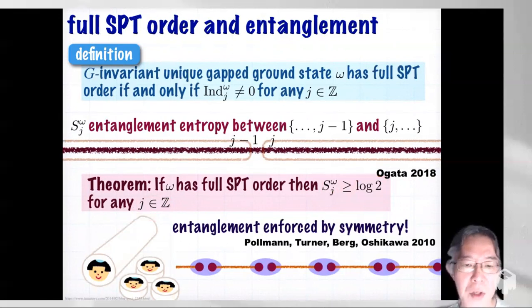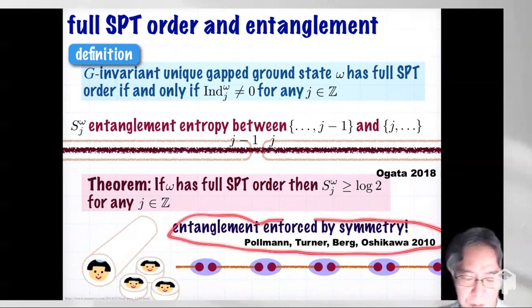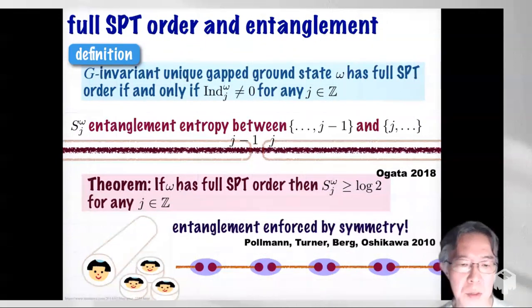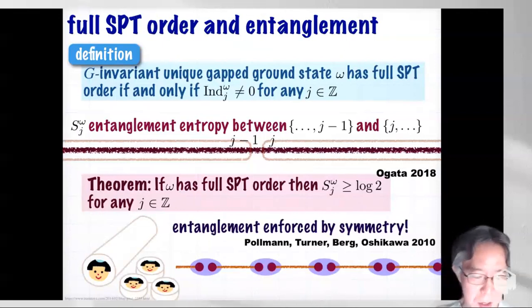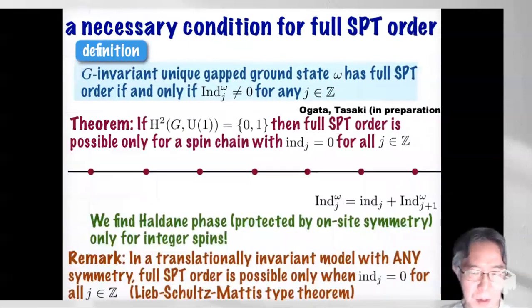So wherever you make a cut, you see entanglement. You must have entanglement because of symmetry. So this kind of entanglement enforced by symmetry is one of the essential properties of SPT phases. This illustration shows that wherever you cut, you see something. Now here's a simple but rather interesting necessary condition for full SPT order. So here's the theorem. It's very easy, but it's a theorem.